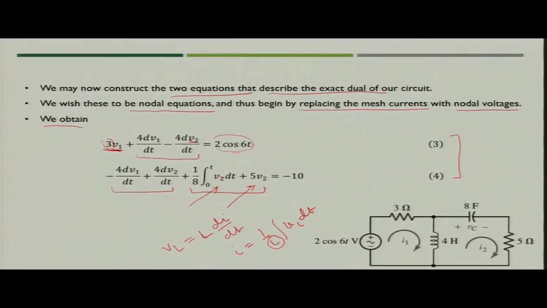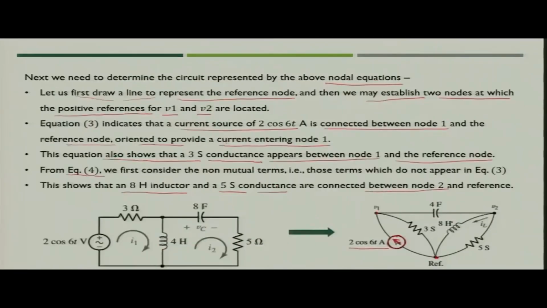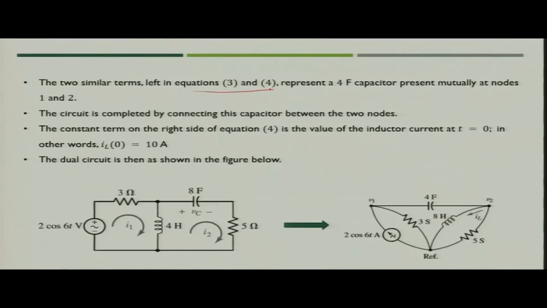So, this will now become the inductance, and this will again be the conductance, as we saw in equation 3. These two are only connected to node 2, so they would come in parallel: 5 Siemens conductance and 8 Henry inductance. So, we got 1, 2, 3 and 4 elements of the circuit. Now, let us come to the element which is common in both equations, and what will it represent? It will represent a 4 farad capacitor.